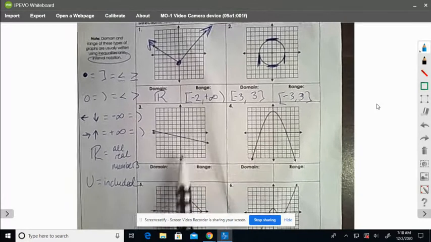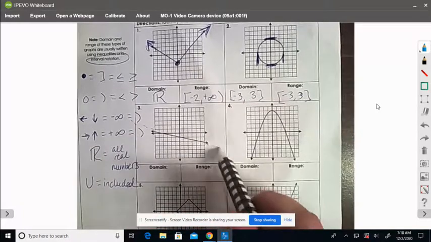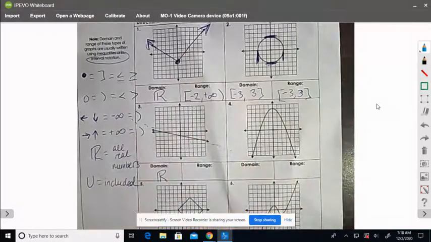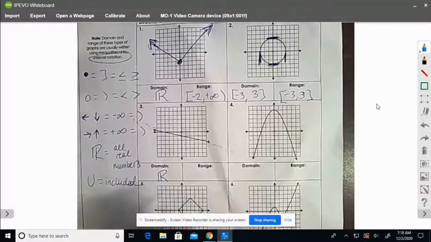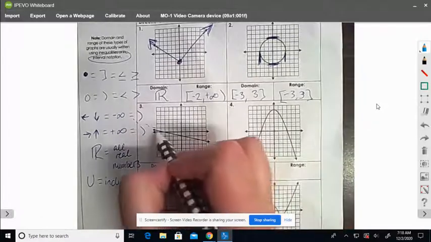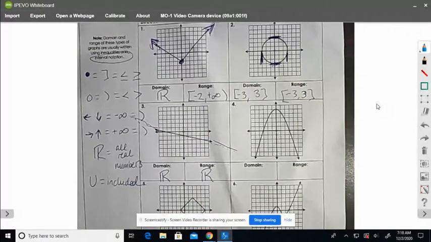This one here has an arrow going left, so it keeps going on forever left, and an arrow going right, keeps going on forever right. So my domain is all real numbers. This is an easy one because my range is also all real numbers, because this is going up and this part's going down. So that graph is continuing infinitely, up, down, left, and right. So I could possibly have any number for my domain and range.